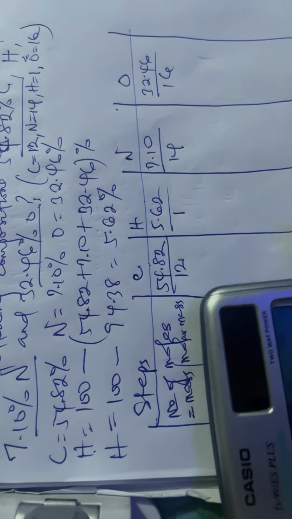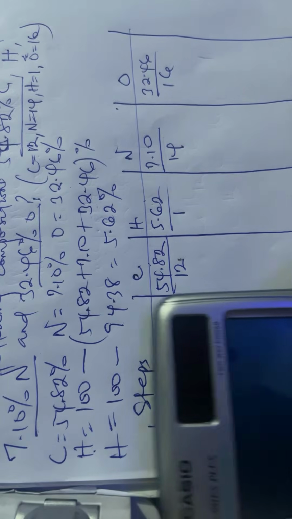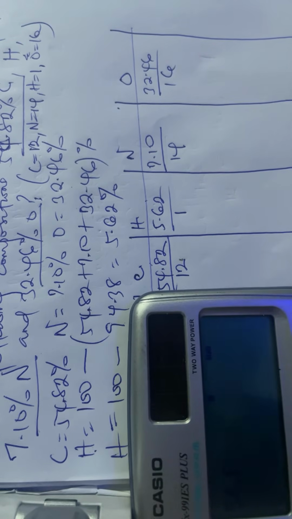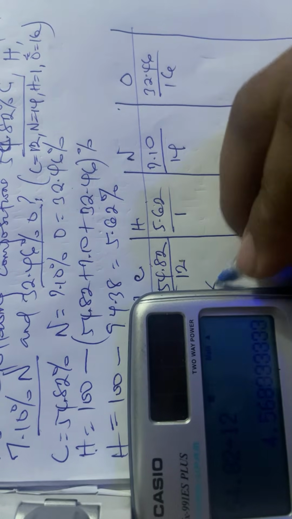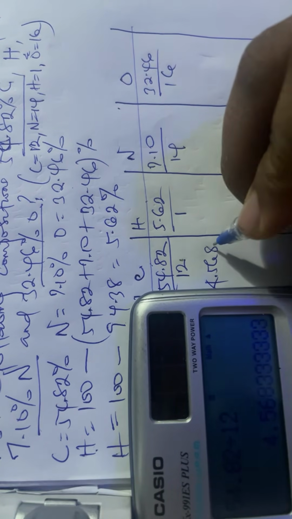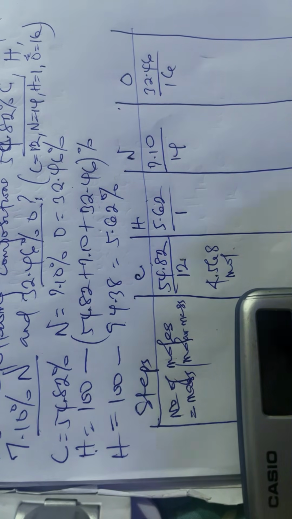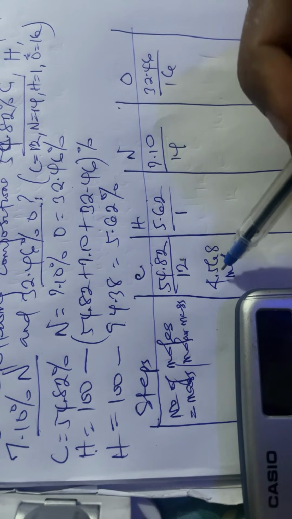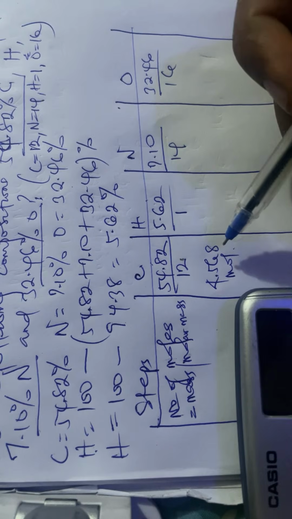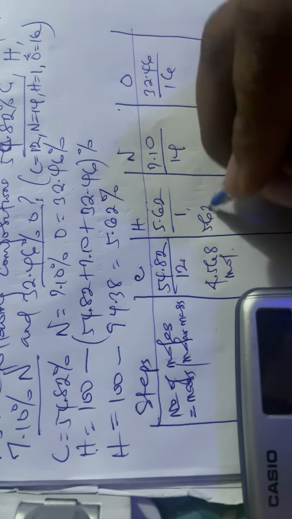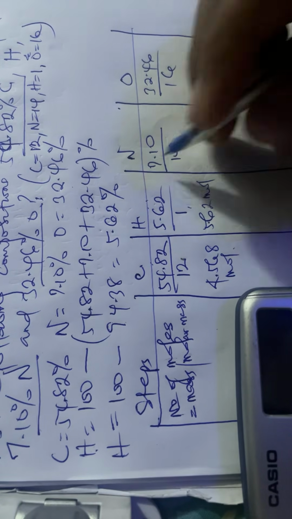So now let's do it individually. The first one, 54.82 divided by 12, will give us 4.568 mole. Be very careful with approximation. If you have long values, it's safe to just leave it in 3 decimal places. Then 5.62 divided by 1 is still 5.62 mole.